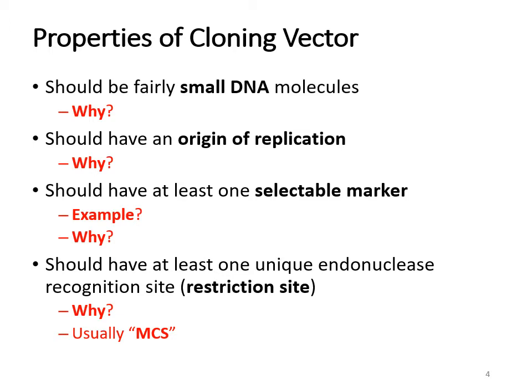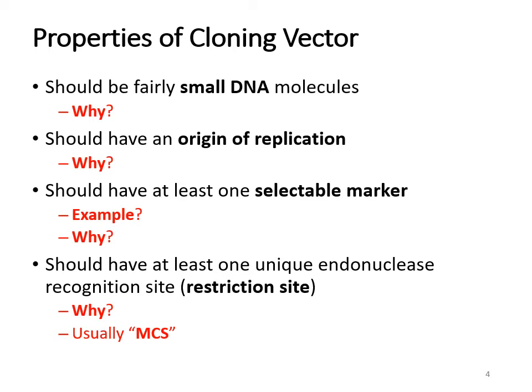The next bullet point we have is that the plasmid should have an origin of replication. Why is that? Well, it's in the name. You want that DNA to be copied and maintained in the bacteria once the DNA has gotten in. So the origin of replication allows the bacteria to copy and maintain your plasmid genes.